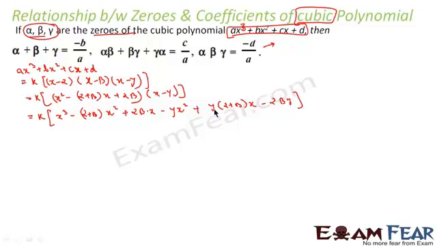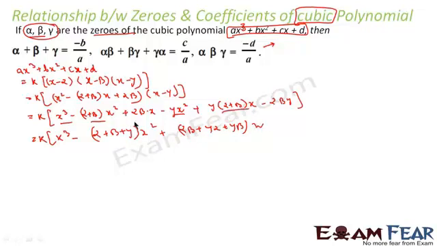So let's put the x square and x coefficients all together. This becomes k into x cube minus alpha plus beta plus gamma x square, plus alpha beta plus gamma alpha plus gamma beta, this into x, correct? Minus alpha beta gamma. This is the value we have.